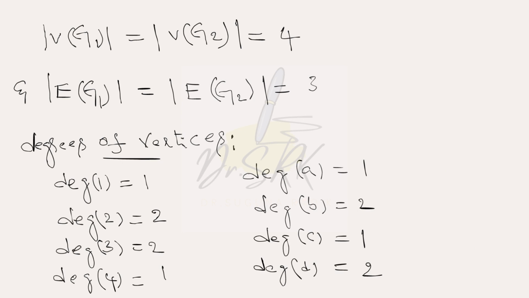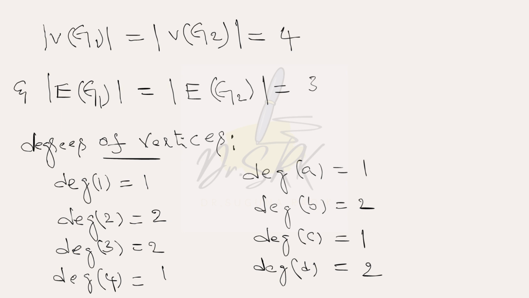Now the cardinal number, that is the number of vertices in G1, is equal to the number of vertices in G2, that is 4, and the number of edges in G1 is equal to the number of edges in G2, that is 3. So the first point of the procedure is satisfied.